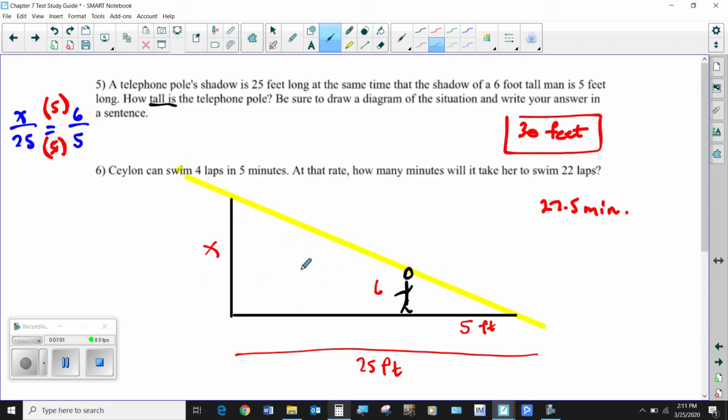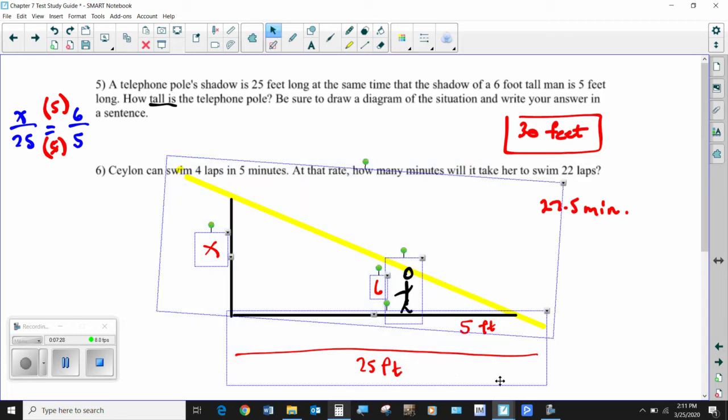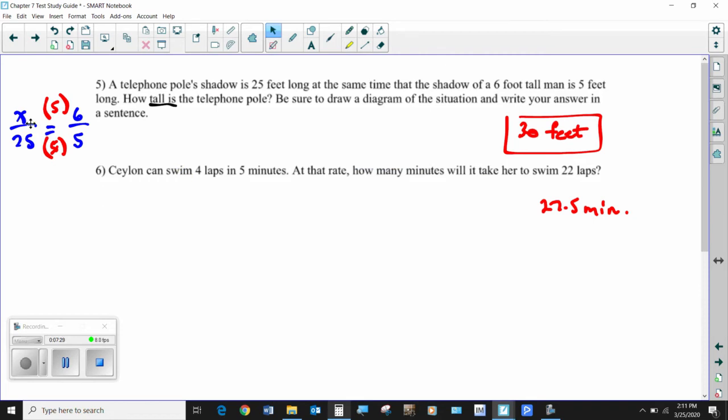Okay, so here's an example of, I have no idea what the answer is supposed to be, so I draw a diagram, but I do not care whether or not my diagram accurately represents the situation. I'm just trying to get a visual. So here you can see that I drew my telephone pole, and it's obviously shorter than this line here, yet it's supposed to be taller because it's supposed to be 30 feet. Well, you don't know that in advance, so there's nothing you can do there. Just draw the triangles, and the visual will help you put your proportion in order.